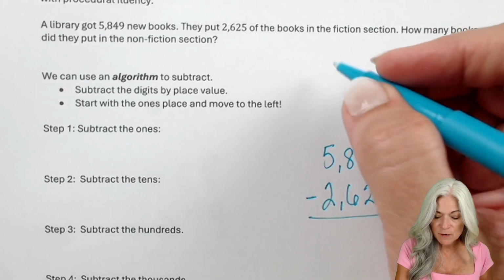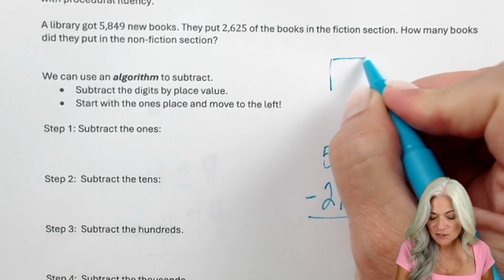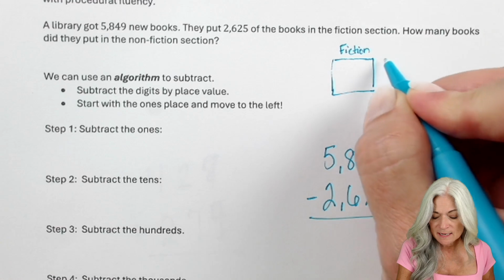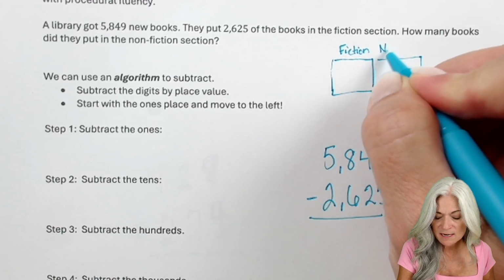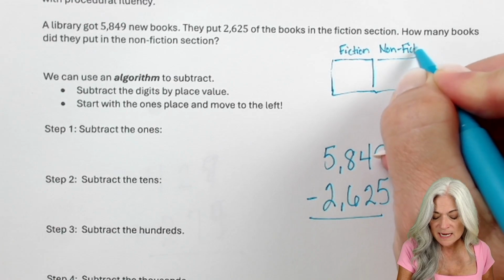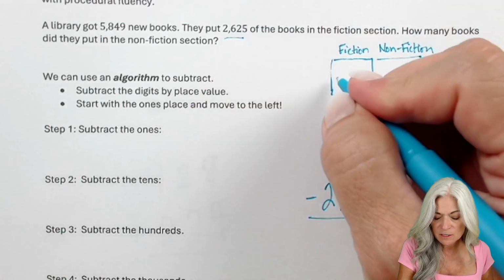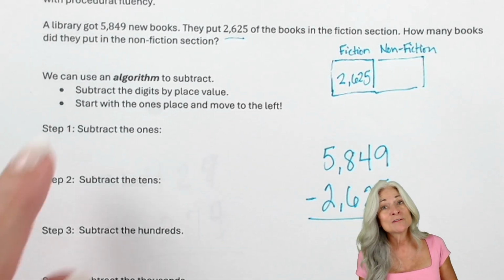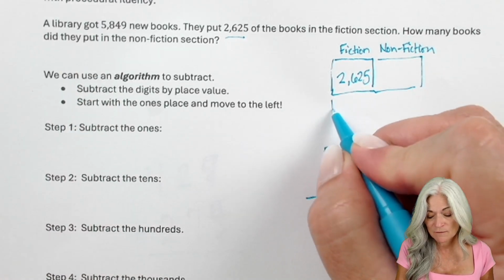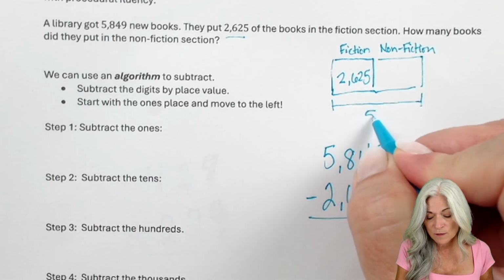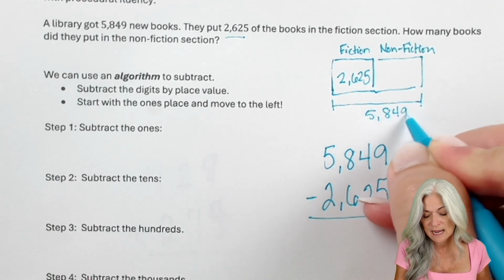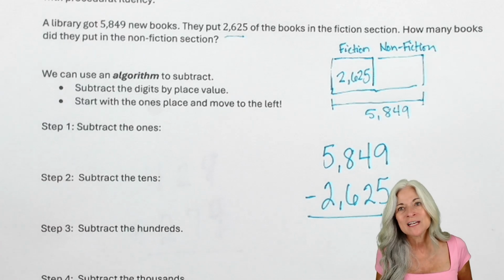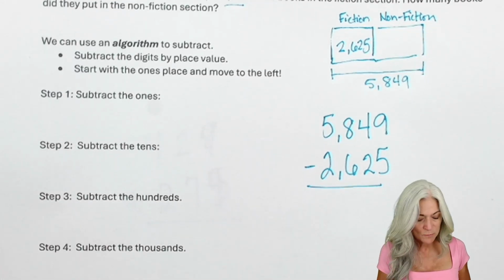Like in this case, if we thought about a library section where we have fiction books, and we could even label it fiction books. And then we have our section with our non-fiction books. And so we know that there are 2,625 in the fiction section. And there's a total of 5,849. So the whole is 5,849. So again, when you see word problems like this, sometimes it might be helpful to draw a diagram to help your students with that.